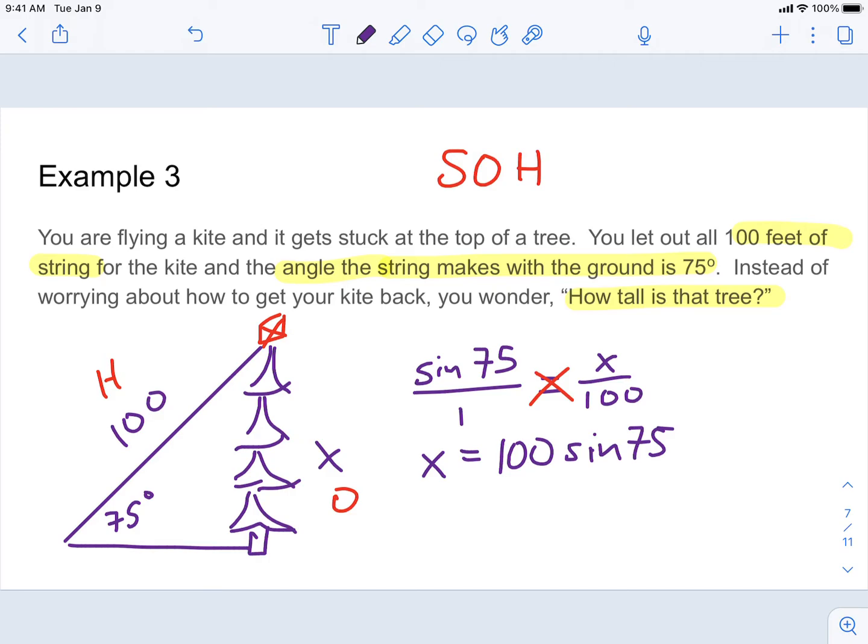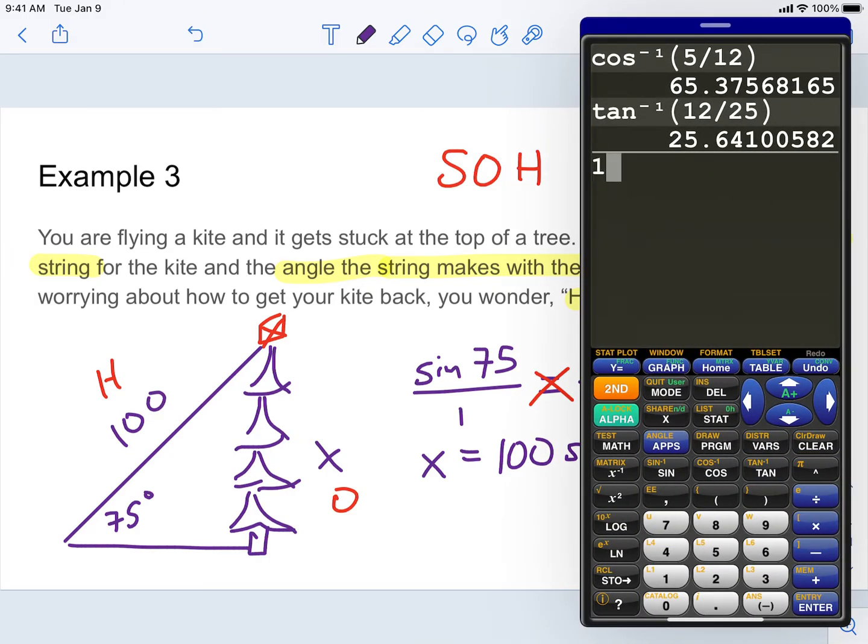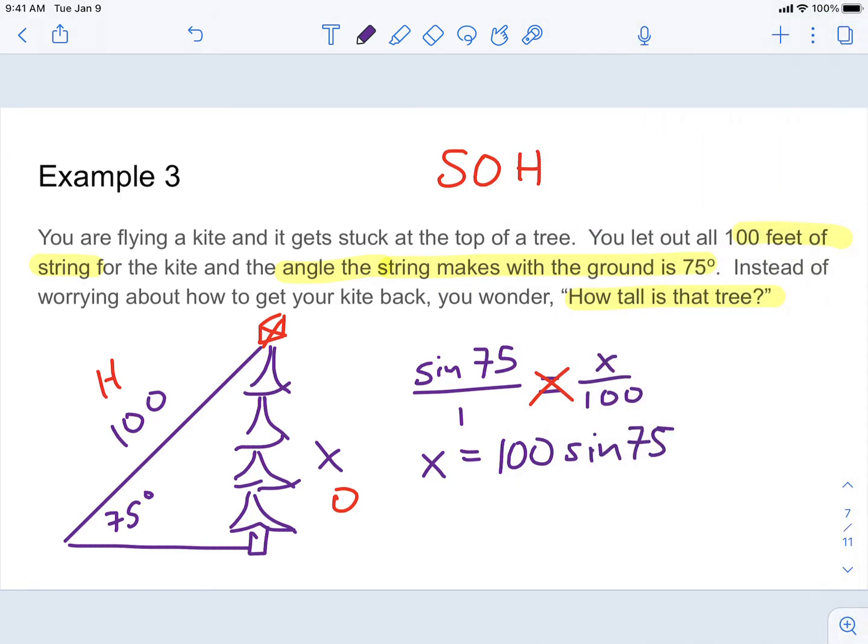So let's plug that in. 100 sine 75, and about 96.6 feet tall. So pretty good sized tree.